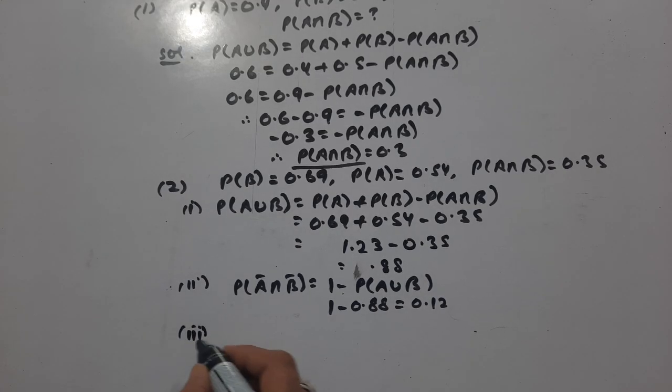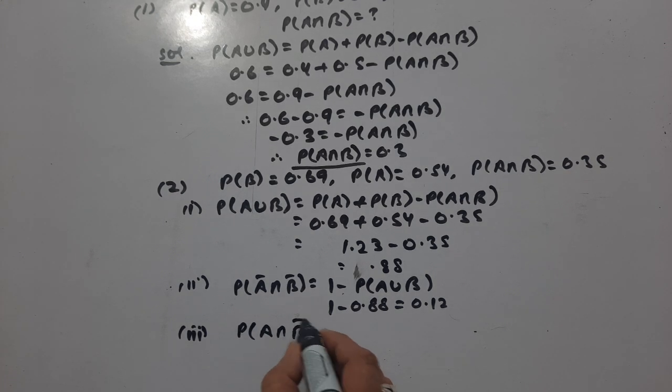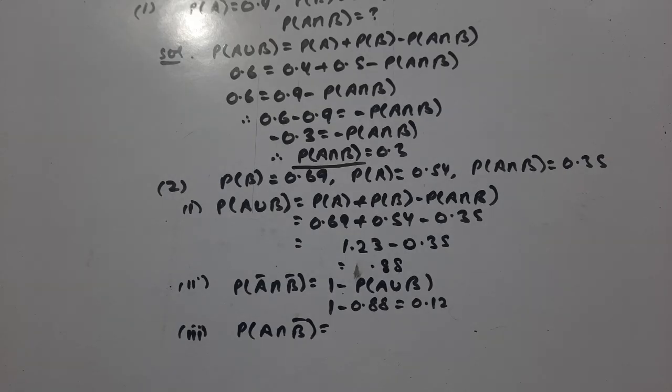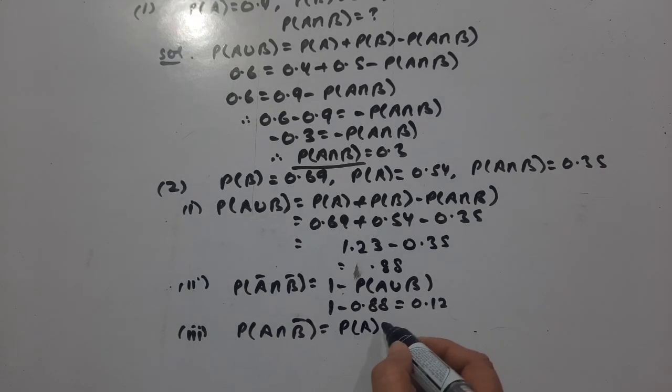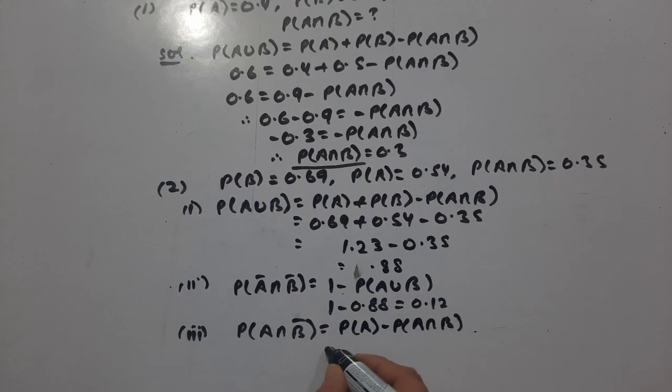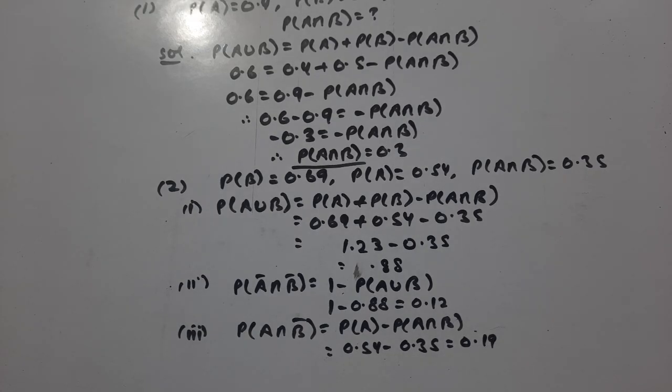And then the third part is P of A intersection B bar. So P of A intersection B bar is equal to P of A minus P of A intersection B. P of A is 0.54 and A intersection B is 0.35. So we get 0.19. Right, students? The answer is 0.19.